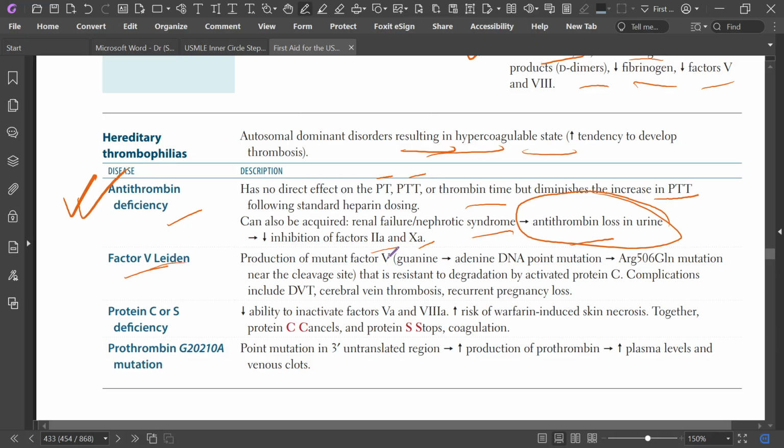In factor 5 Leiden, there is production of a mutant factor 5, from a guanine to adenine DNA point mutation, arginine 506 to glutamine, a mutation near the cleavage site that resists degradation by protein C. Complications are DVT, cerebral venous thrombosis, and recurrent pregnancy loss. Protein C is a proteinase that stops coagulation; when it is canceled, there is increased risk of warfarin skin necrosis.